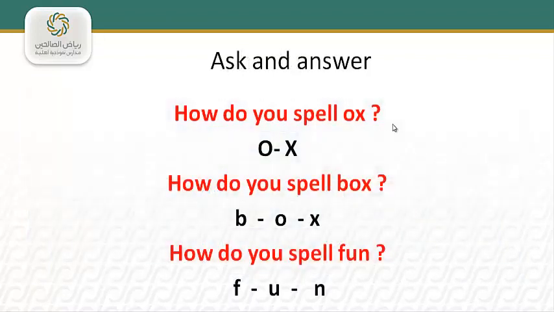Ask and answer. How do you spell ox? The letters of ox: O-X. How do you spell box? B-O-X. How do you spell fun? F-U-N. Again. How do you spell ox? O-X. How do you spell box? B-O-X. How do you spell fun? F-U-N.